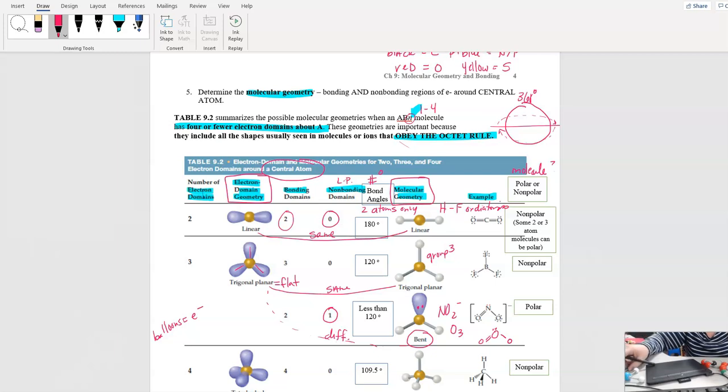Okay, so now let's change it up to 4 domains. Okay, so this right here.